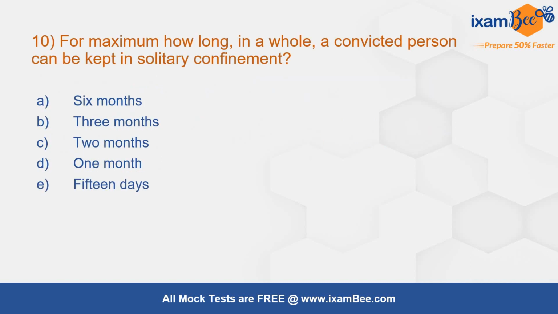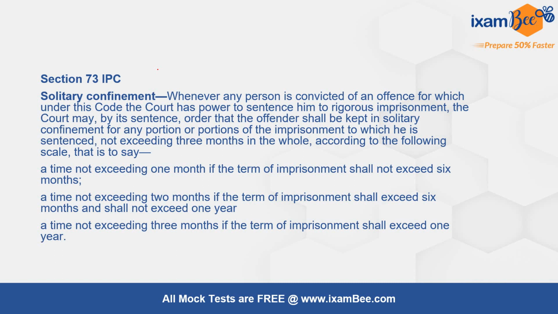Next question, question 10: for a maximum of how long in whole can a convicted person be kept in solitary confinement? The correct answer is 3 months. Section 73 of IPC talks about solitary confinement, and here it is clearly given as a time not exceeding 3 months if the term of imprisonment exceeds 1 year. So at most, a person can be kept in solitary confinement for a maximum period of 3 months.